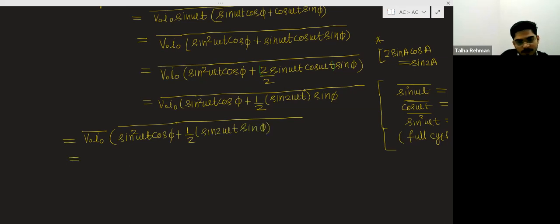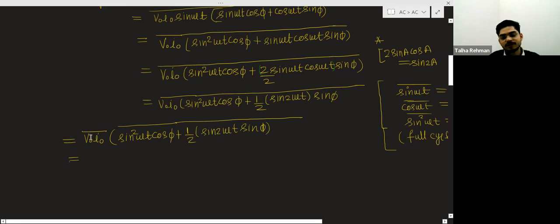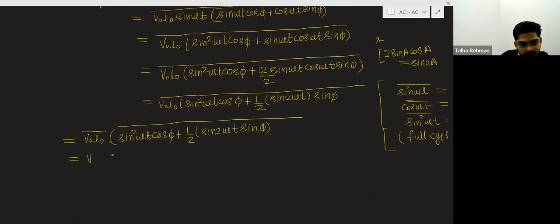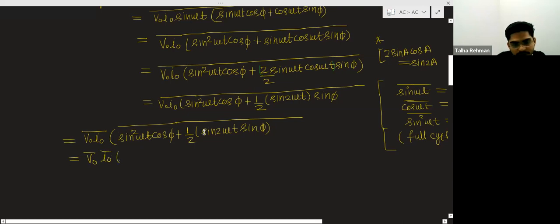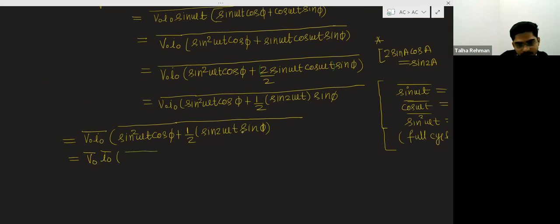Now further, see this V naught and I naught are constants. And what does this mean? Bar of V naught I naught means we can just separate it. We can write it as V naught bar into I naught bar, and we can apply the bar on this and this. We can write this like this: bar on sine square omega t into cos phi, plus half, and this is bar sine 2 omega t into sine phi.